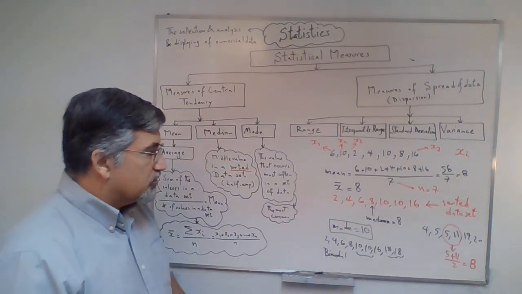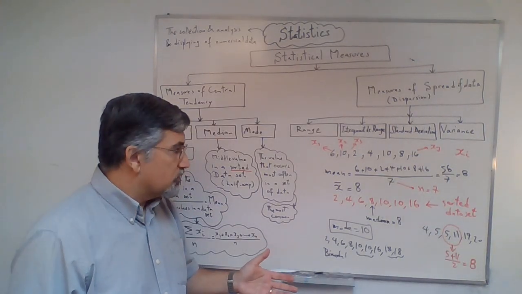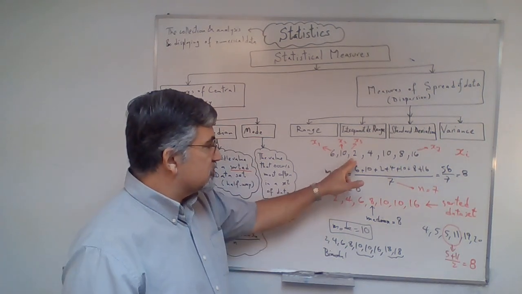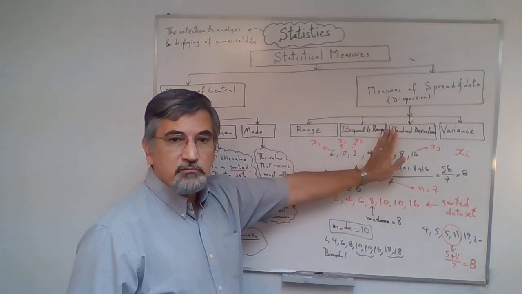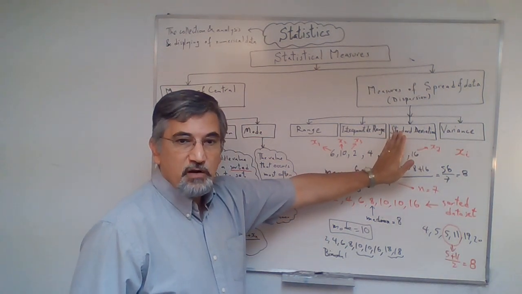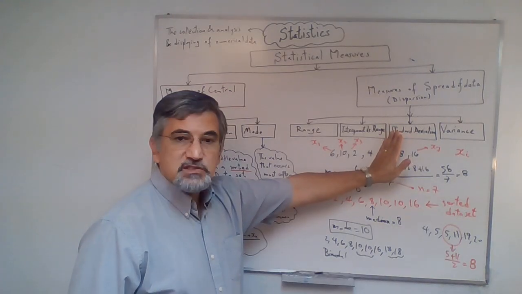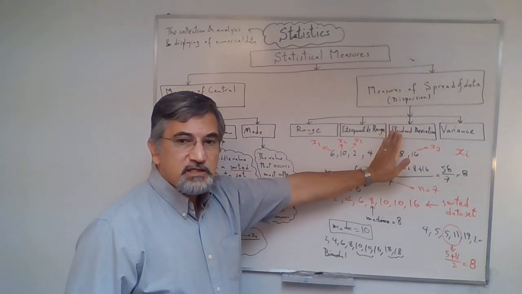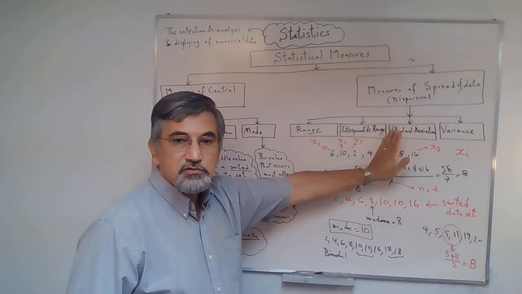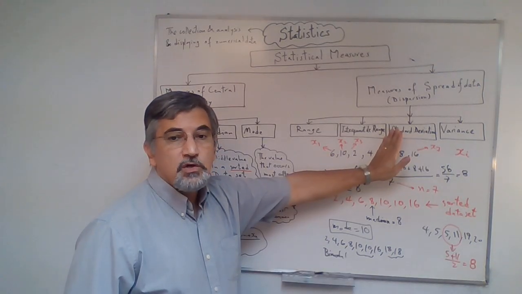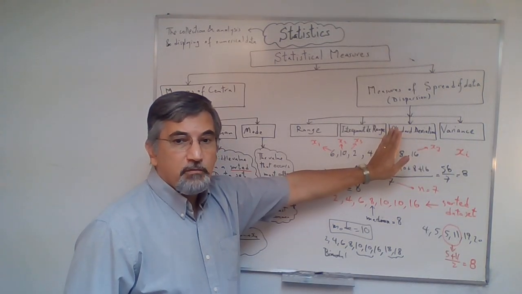So sometimes you don't even have a mode. Imagine if I had 6, 10, 2, and 4, that's it. If you had only the first four numbers, 6, 10, 2, and 4, you see that no data value is repeated. So you would say, sorry, we don't have any mode. The answer to the question would be no mode.